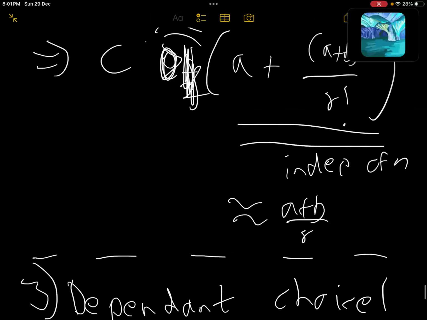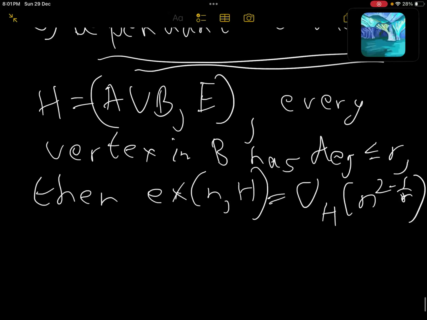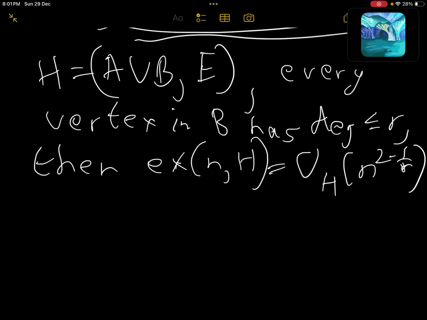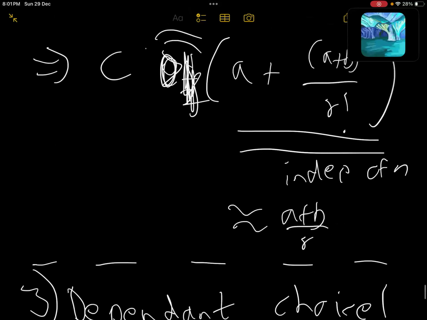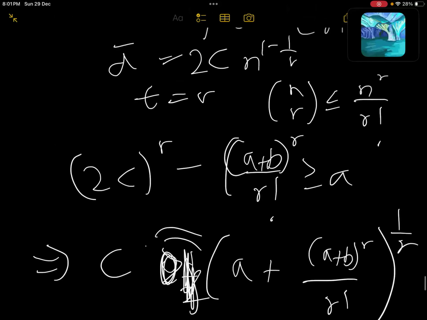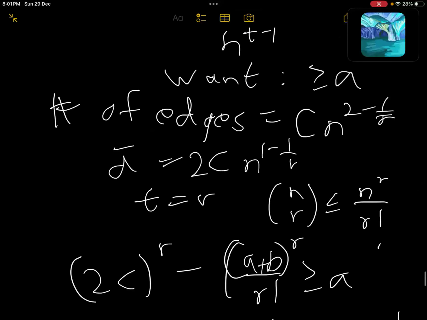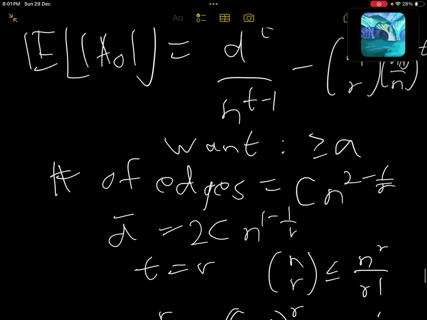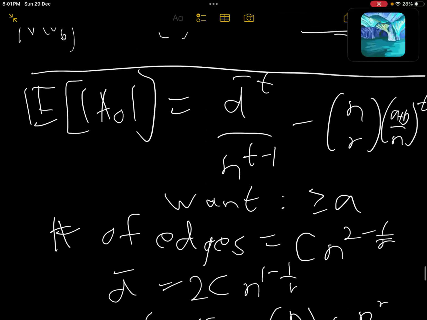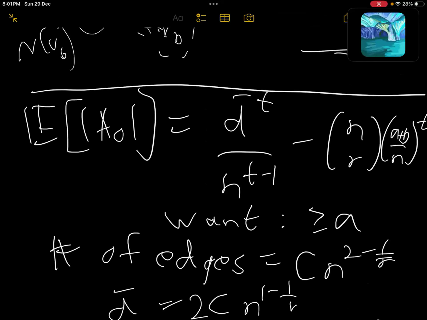And there we chose D bar to be 2C n raised to the power 1 minus 1 over S, right? Why did we choose that, just because we wanted to prove the result? I chose that to save time. Ideally, we want to estimate this D bar. We have this inequality for D bar, right? D is at least this much.